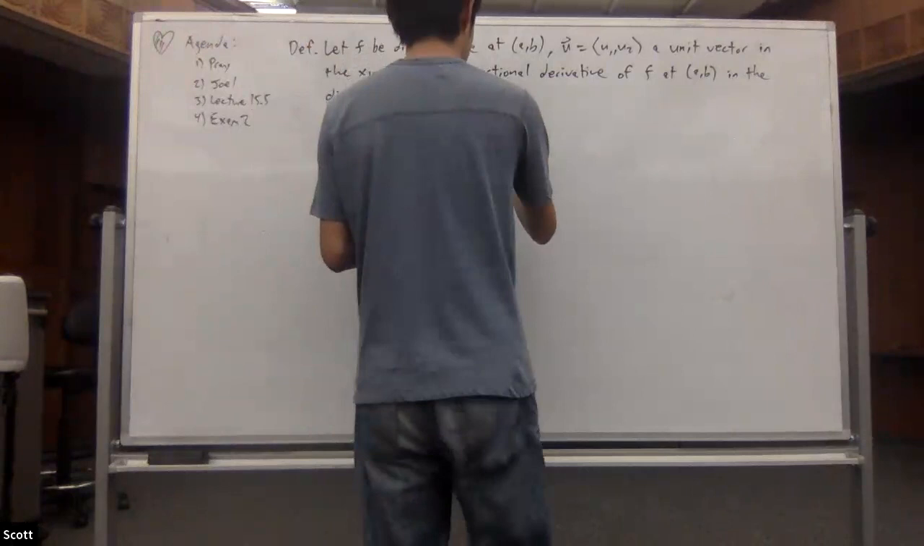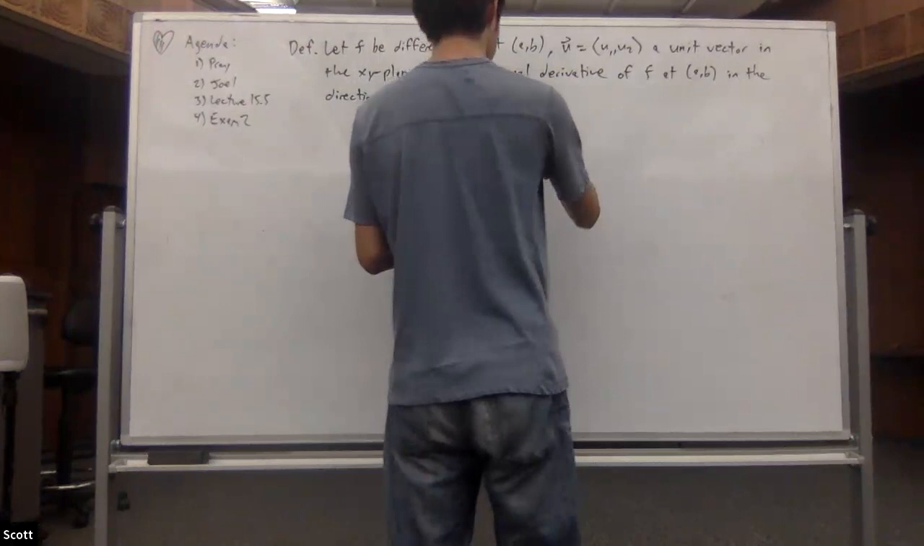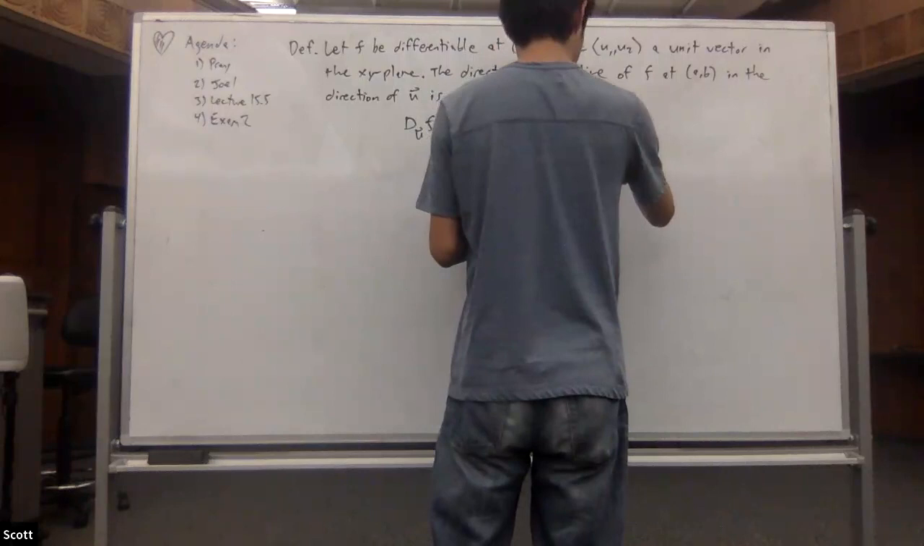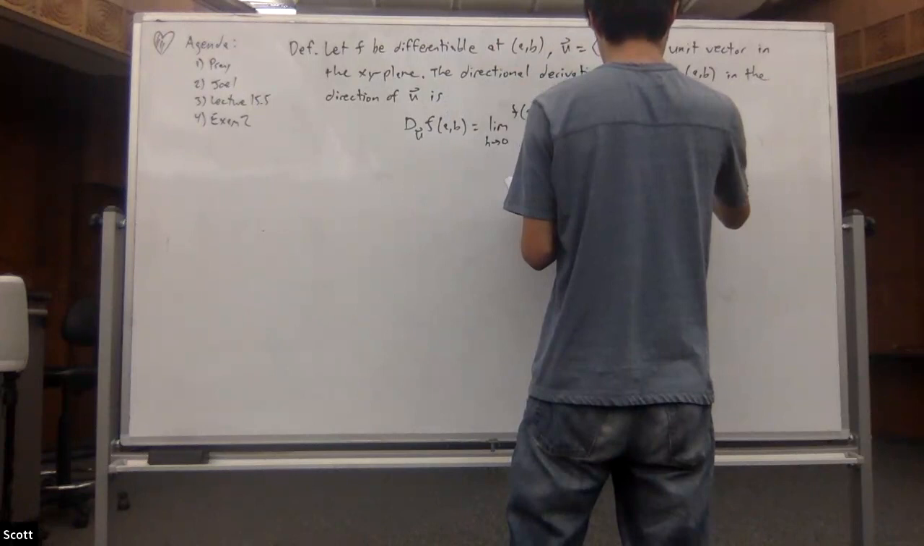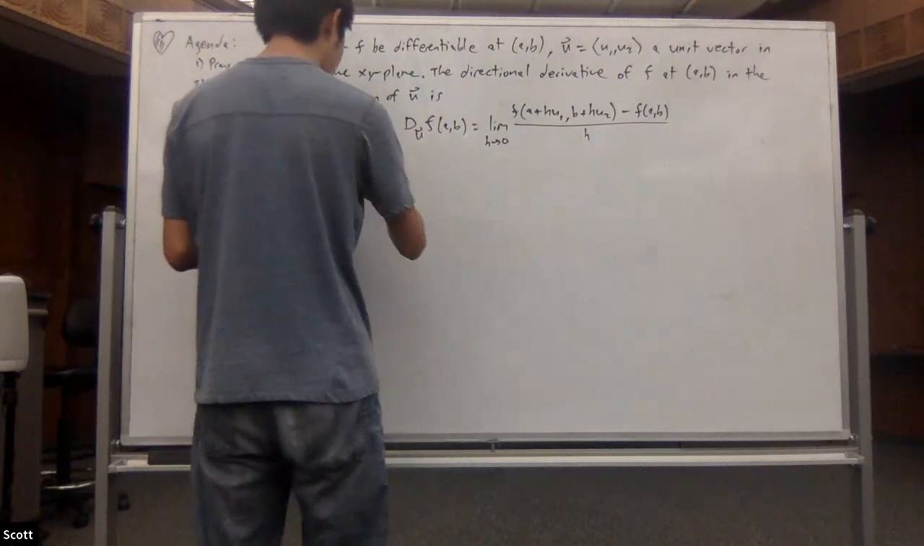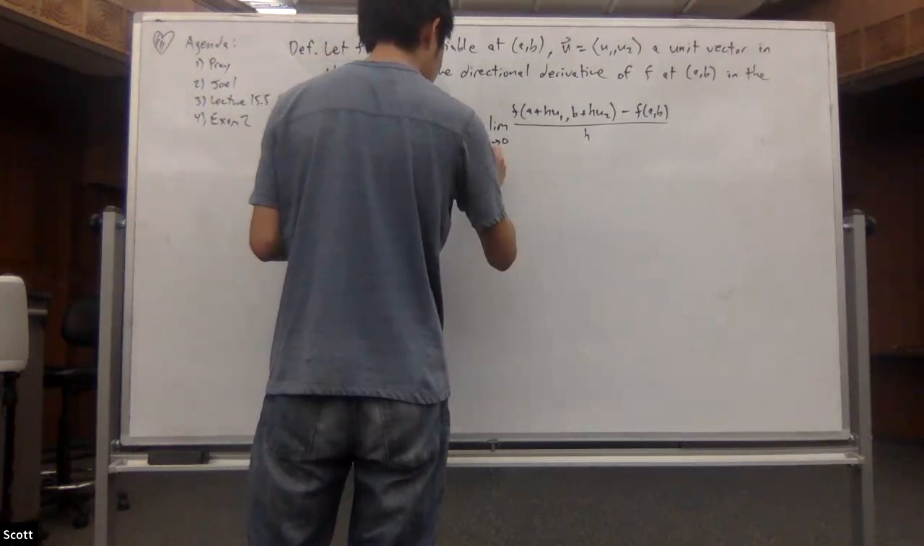And so this is the limit. And this is going to be very reminiscent of calc 1, right? It's a rise over a run, but now generalized to the plane. So f of a plus hu1, b plus hu2, minus f of a, b, all over h, provided this limit exists. Because this limit doesn't always have to exist. So if the limit doesn't exist, then the directional derivative does not exist. And that can happen.